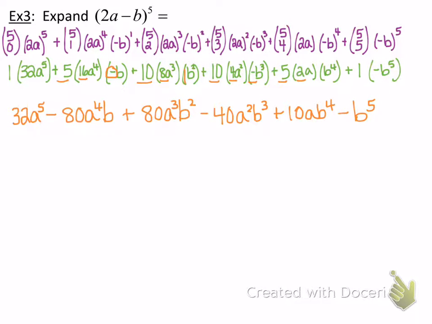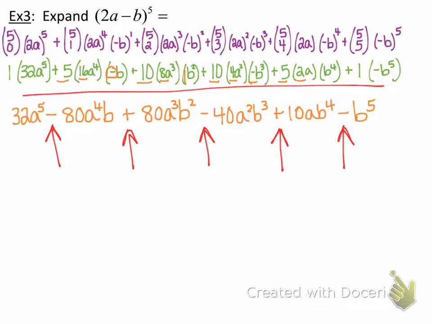So notice how we are alternating our signs when we have a term in our original binomial that is negative. So again, this is your final answer.